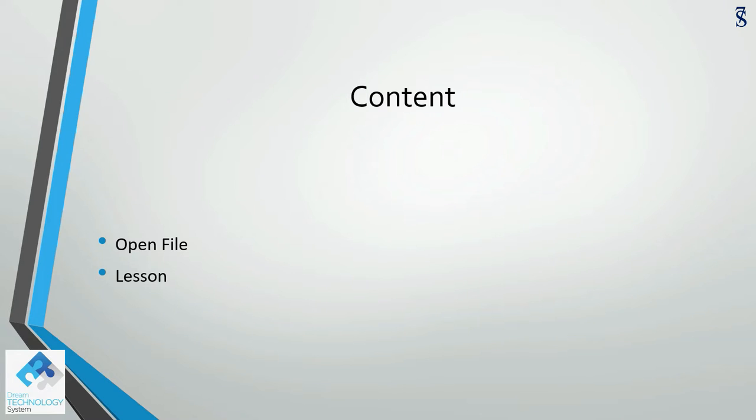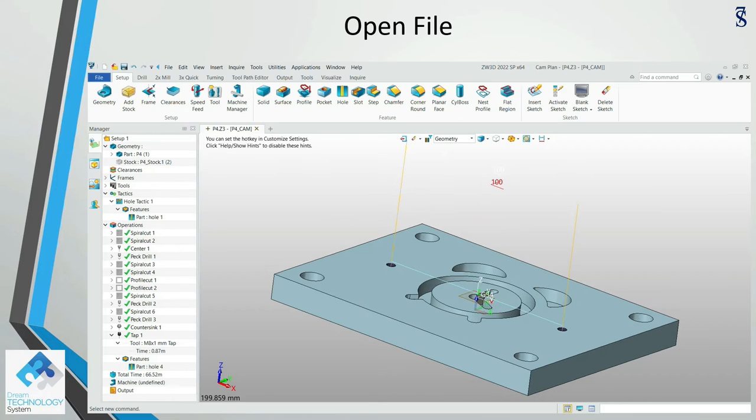As usual, we need to open the previous lesson file and continue what we're going to learn today. This is the result on the previous lesson. We have completed the part. The cycle time is 66.52 minutes. Today we're going to do some editing so that the cycle time can be improved.